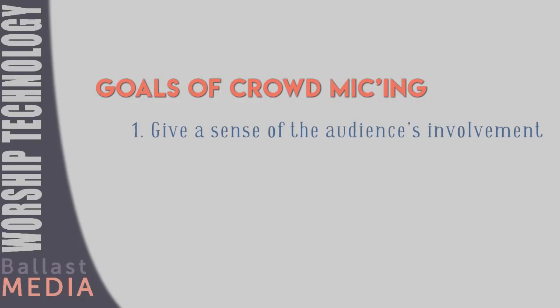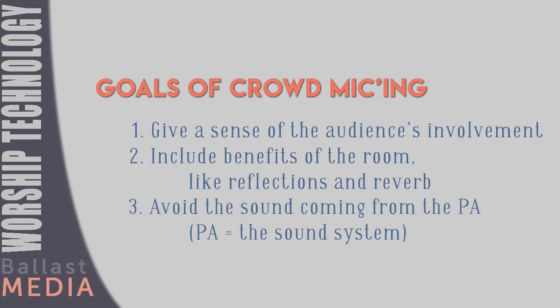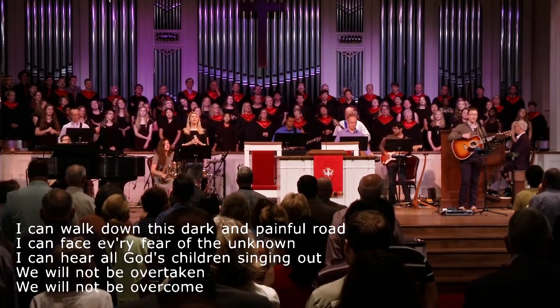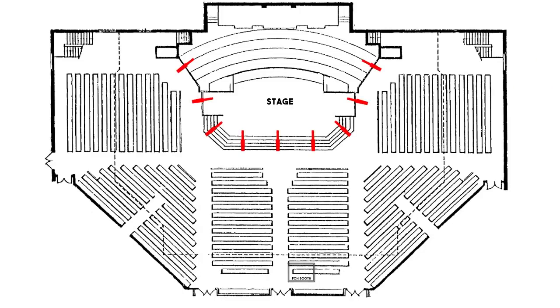First of all, let's state what we are trying to do. We want to mic the room, giving a sense of the audience's involvement, really to hear them singing. We can also use the room mics to give the live stream some of the benefits of the room, like reflections and reverb that occur naturally in the room. While doing that, one of our goals is also to avoid the sound coming from the PA as much as possible, which can be a challenge, especially in a room with a big sound system that's putting out a lot of sound. And also in my case, I have a lot of limitations on where I can put mics just for aesthetic reasons. I'd love to line the front of my stage with shotgun mics, but that's just not going to be accepted in our environment.